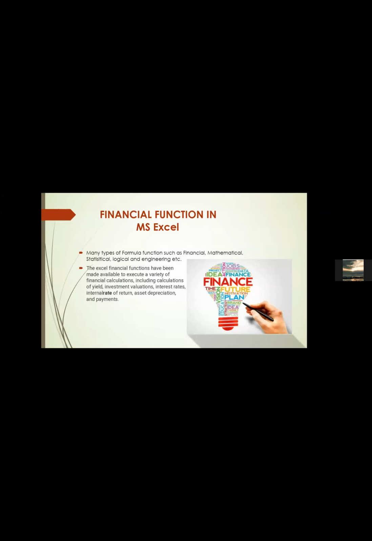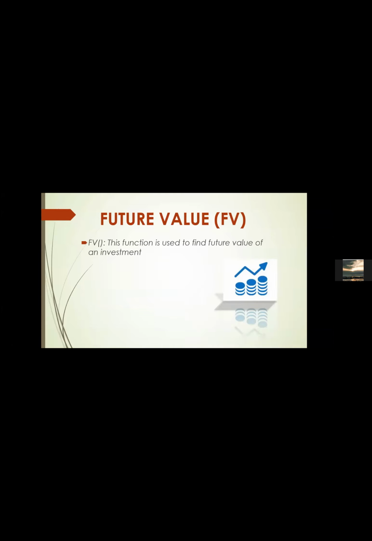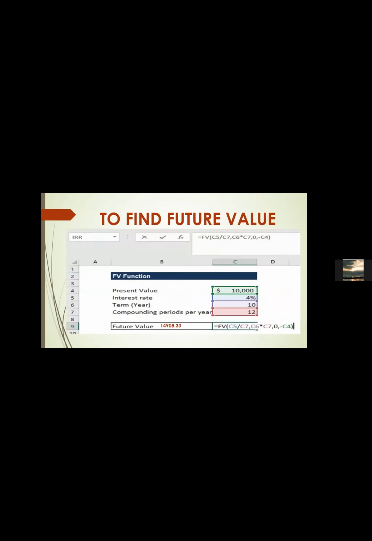In case payments are made monthly, divide the annual interest rate by 12; quarterly, divide the annual interest rate by 4; half yearly, divide the annual interest rate by 2. Future value. This function is used to find the future value of an investment. Syntax: FV(rate, NPER, PMT, present value, type).